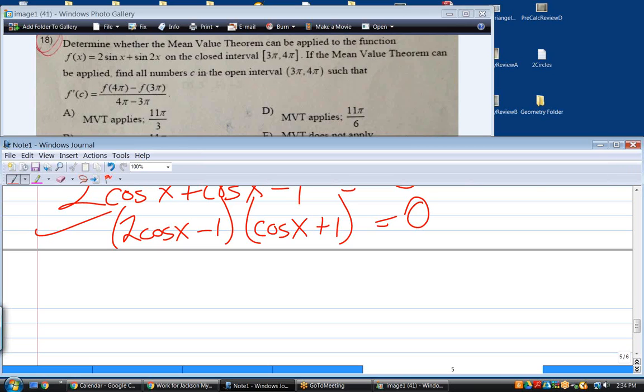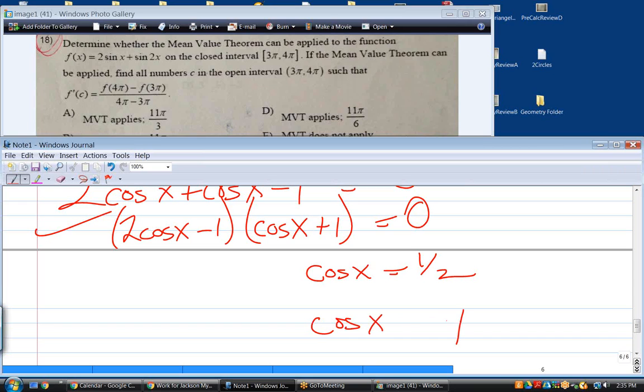Well, isn't cosine x plus 1 just sine? No, or is that, hold on. This is the fundamental theorem of algebra. I got two things that multiply together equaling 0. Therefore, I set that equal to 0 and I set that equal to 0, and there's my solutions. Okay, so this equaling 0 means cosine x equals 1/2. This equaling 0 means cosine x equals -1.